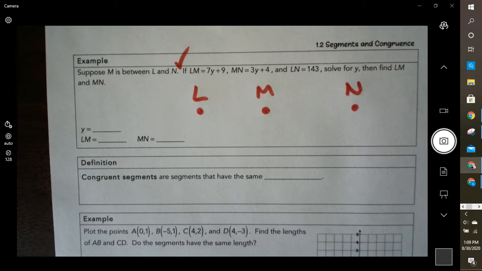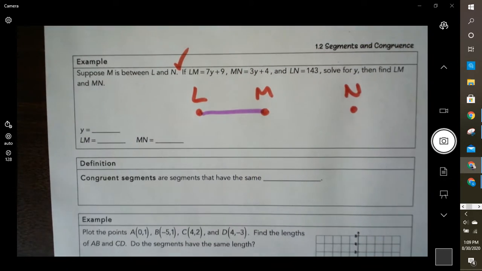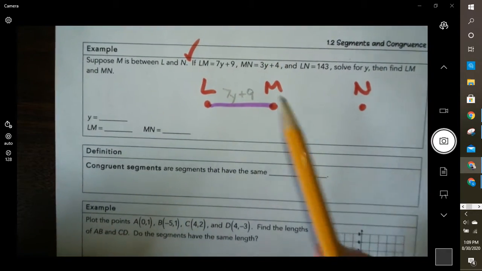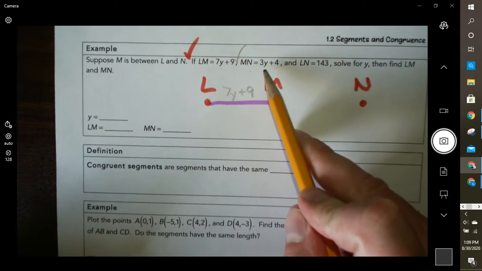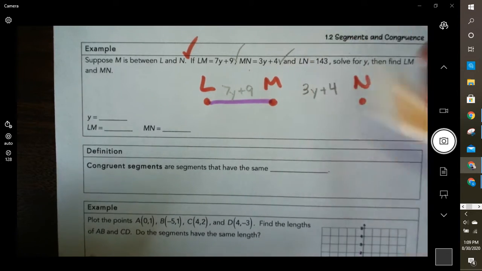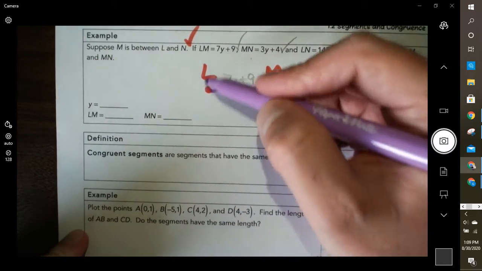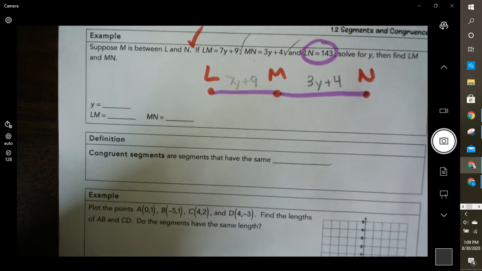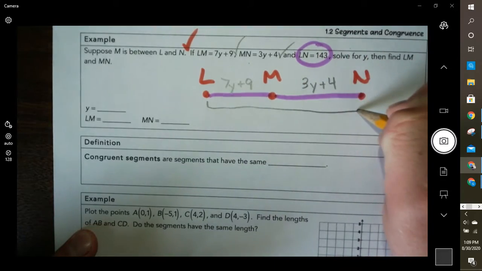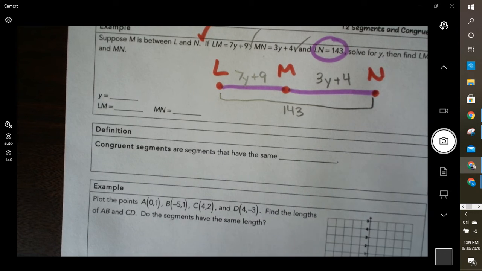If LM equals 7y plus 9, so from here to here is 7y plus 9. And so we satisfied that guy. MN is 3y plus 4. Satisfied that part as well. And then the whole business here from L to N is 143. So I guess you could write that as a big bracket here if you wanted to. Is 143. Solve for y, then find both lengths.